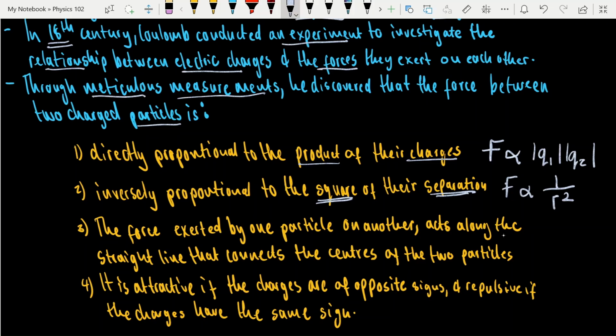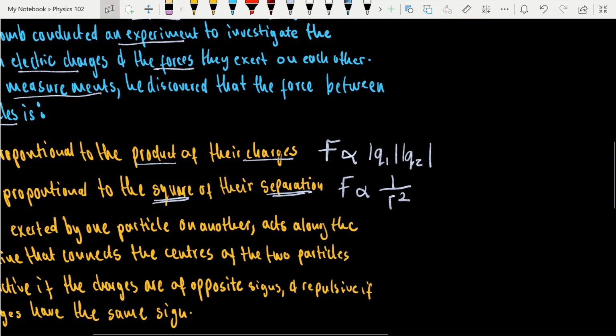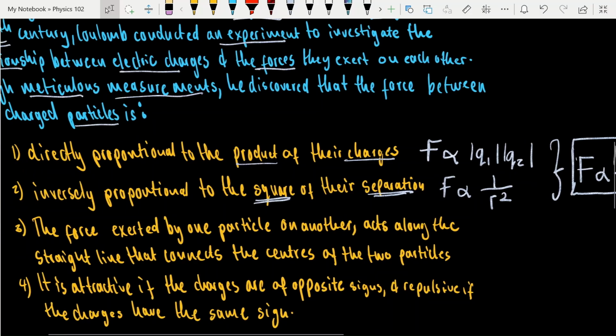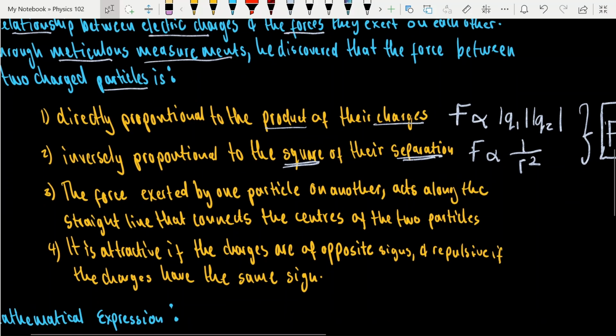So we have these 2 things, and they are the ones we'll use in the calculation. We can combine them to say force is proportional to Q1 times Q2 over r squared. That is it. That is what the force is proportional to. It is directly proportional to the product of the 2 charges. Let's say the charges are 1 and 2, so we call them Q1 and Q2, and inversely proportional to the square of their separation.